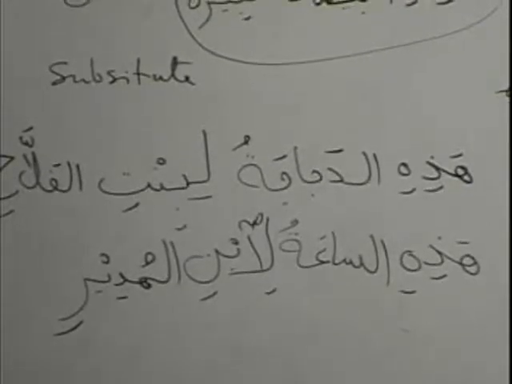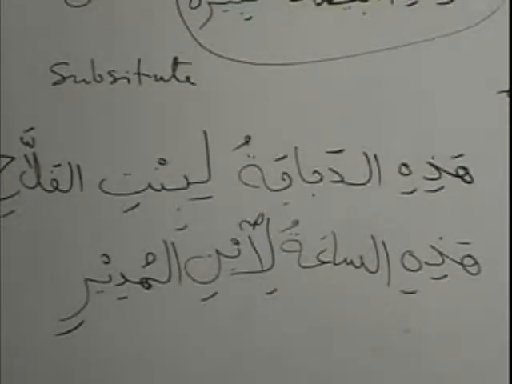Next one, brothers and sisters. Liman hadhihi dajajatu. Hadhihi dajajatu li bintil fallahi. Got the idea? Very good, brother. Now, the watch. Liman hadhihi sa'atu. Hadhihi sa'atu libnil mudiri. Are you with me? We analyze: li harf jar, ibni ism majrur and it is mudaf, and then al mudir mudafilehi. Then you can say: libni jar majrur shibh jumla khabar. Okay? Fine. What is the next one, brother?